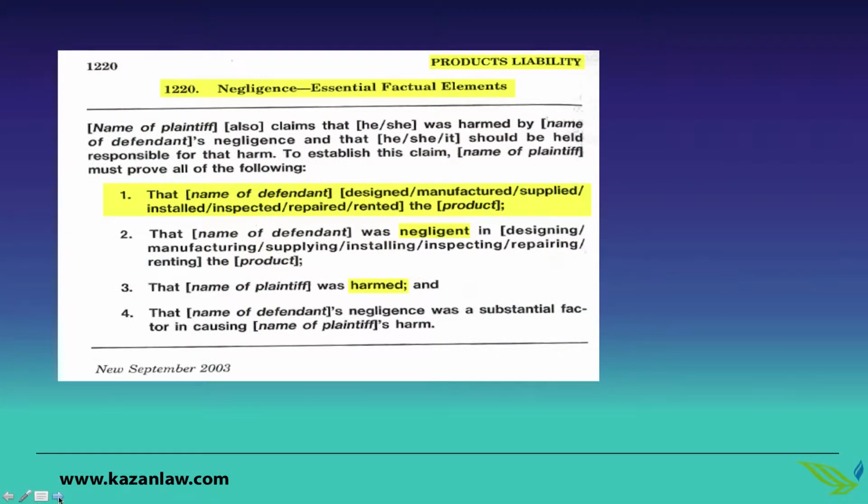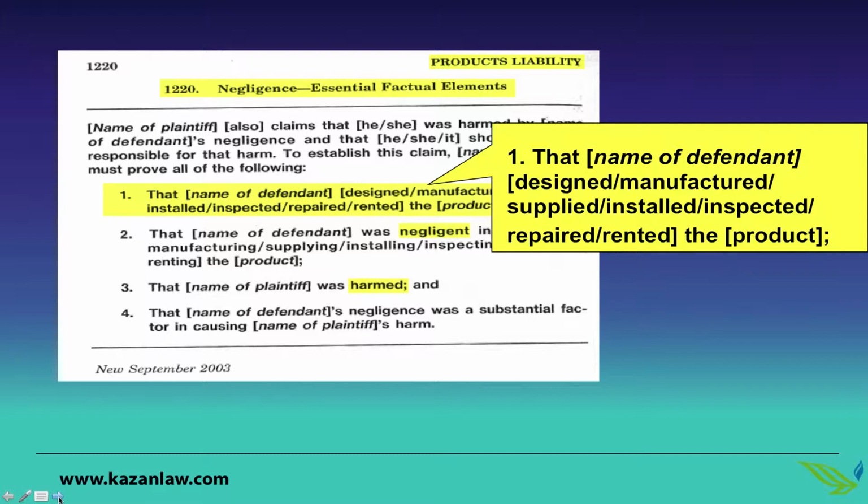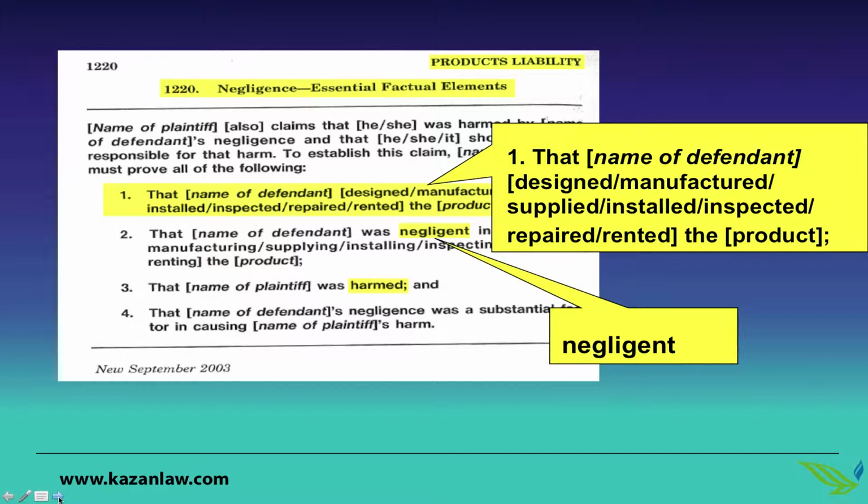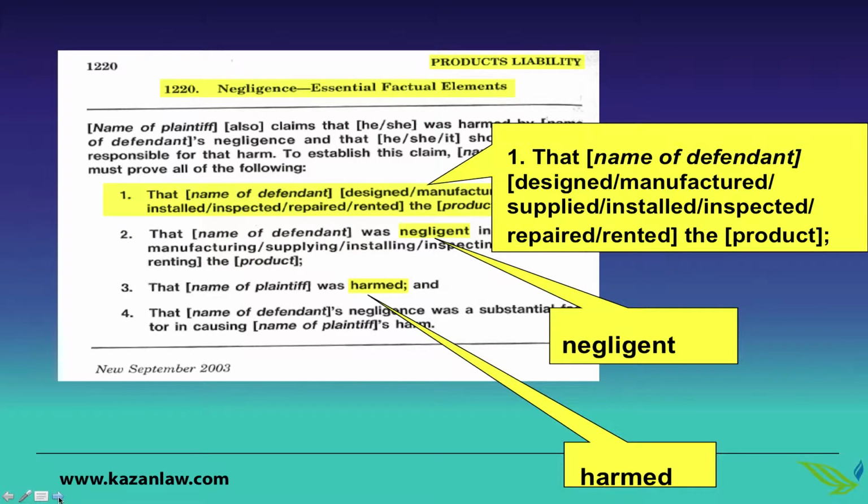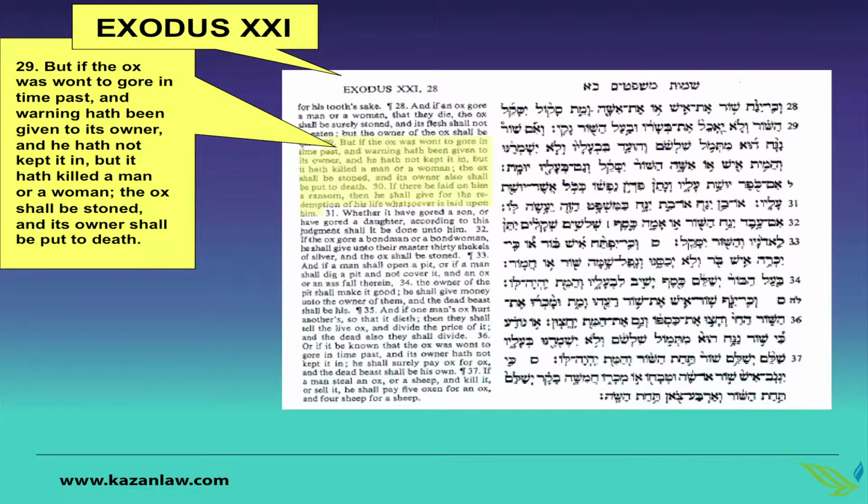And these rules say that a defendant can be responsible if it designed, manufactured, supplied, installed, inspected, repaired, rented, had anything at all really to do with a particular product, that he was negligent in his conduct with respect to that product, and that somebody was harmed. Very much like what was suggested to us in Exodus 21. Again, the ox gets out, somebody gets killed, there's liability.